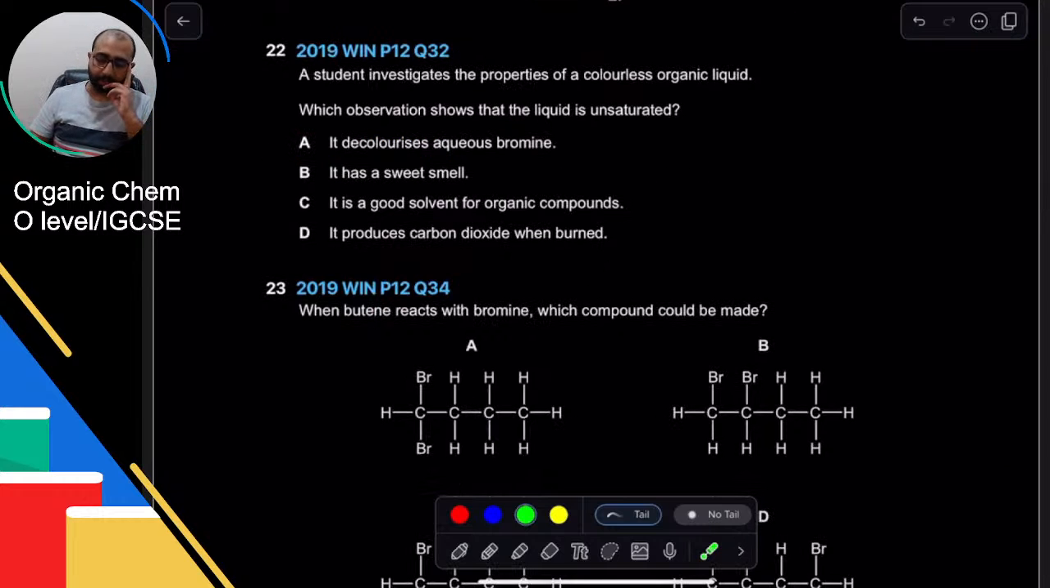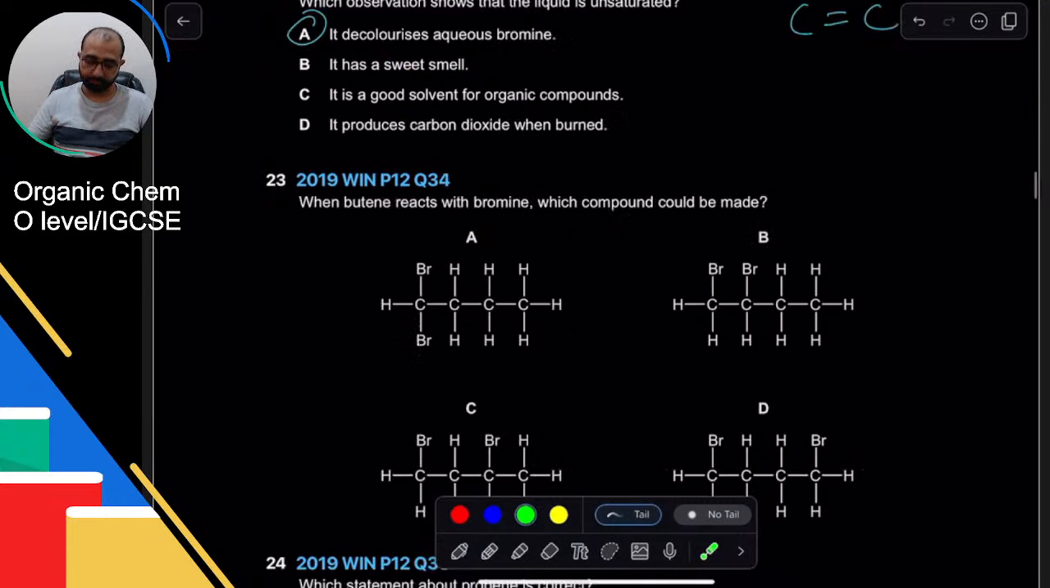A student investigates the properties of a colorless organic liquid. Which observation shows that the liquid is unsaturated? Again, unsaturated means carbon-carbon double bond, which means it does addition reaction and decolorizes bromine water. That is one test that we have. So that is the one. Are the others correct? Maybe, but not necessarily for double bond. It is possible for single bonds to create this, this, and this. So double bond की test के लिए हमारे पास A ही answer है.